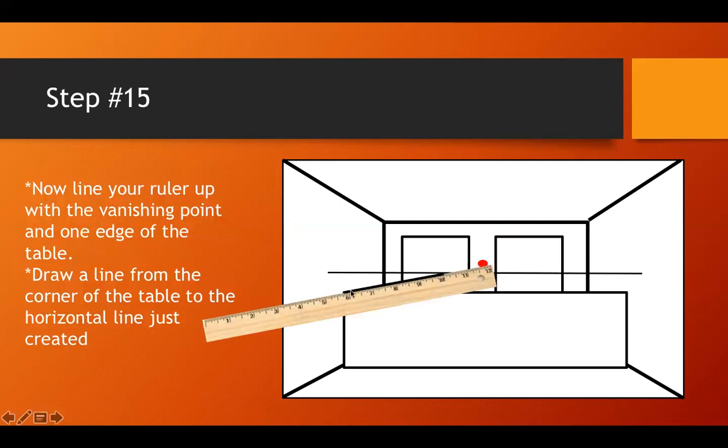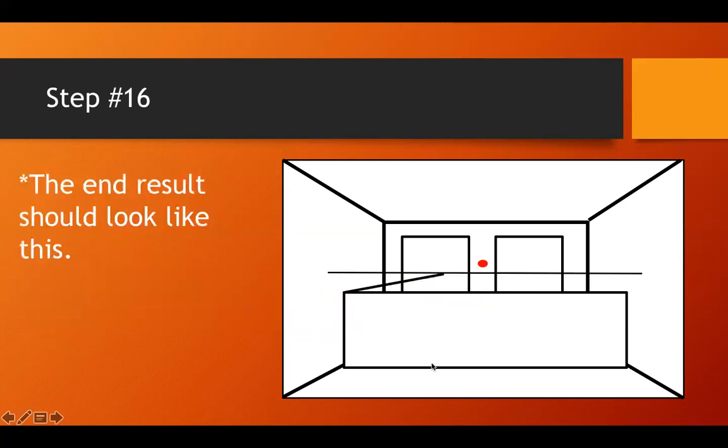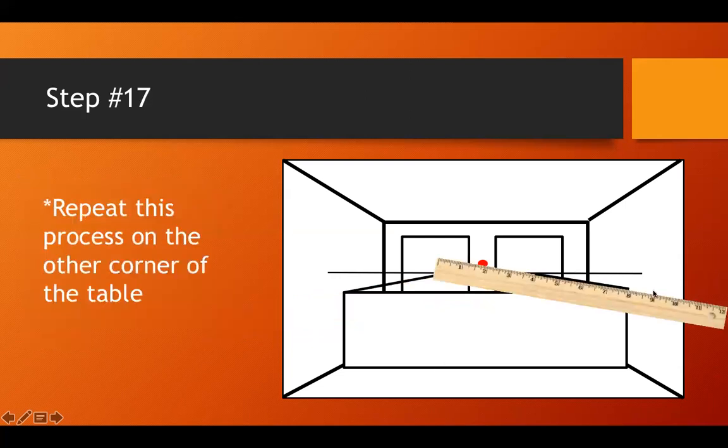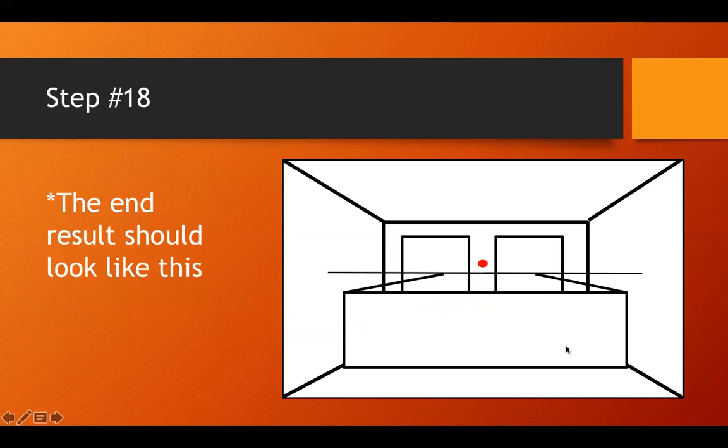Then you're going to draw a line connecting the corner of your table to the line and stop. Do not keep going to your vanishing point. Stop at this line right here. It should look like this when you're finished. You're going to complete that step on the other side. You're going to make sure your ruler is touching the corner of your table, the line right here, and your vanishing point. You're going to draw a line from the corner of your table up to the line and stop. It should almost look like you have little whiskers on your drawing. That's okay. That's what you want right now, okay?